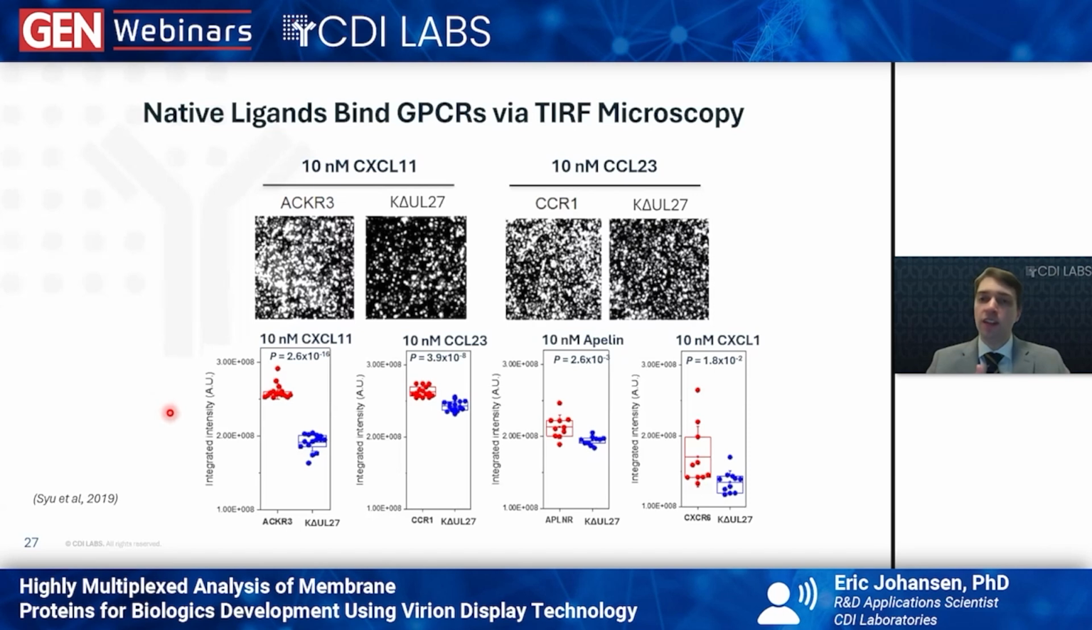K-delta UL27 is synonymous with K082. These are just the empty vector HSV1 virus particles. We can see for ACKR3, there is specific binding to its ligand CXCL11, CCR1 with CCL23, apelin with its receptor, and CXCL1 with CXCR6. In each of these cases, we see the same thing in which there is specific binding to the GPCR over our negative control, further demonstrating that these GPCRs are in fact expressed, properly folded, properly post-translationally modified in order to bind their cognate ligands.